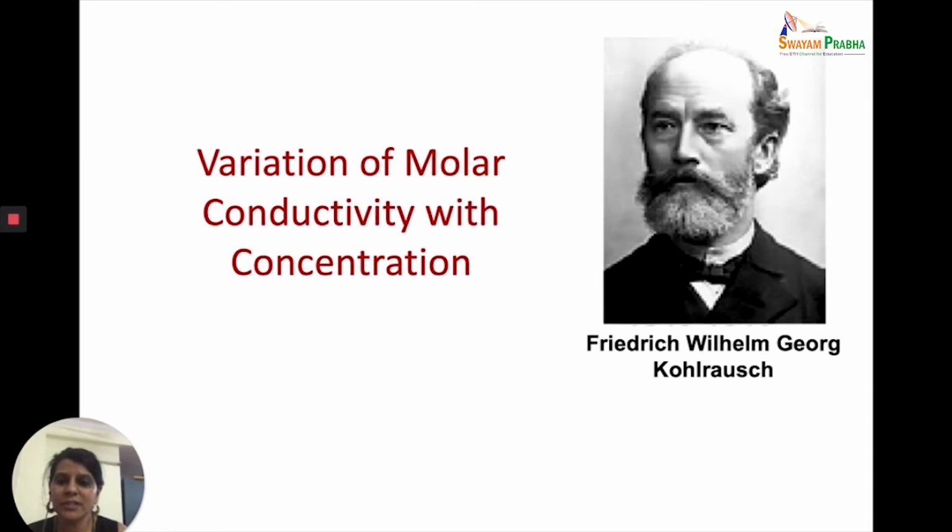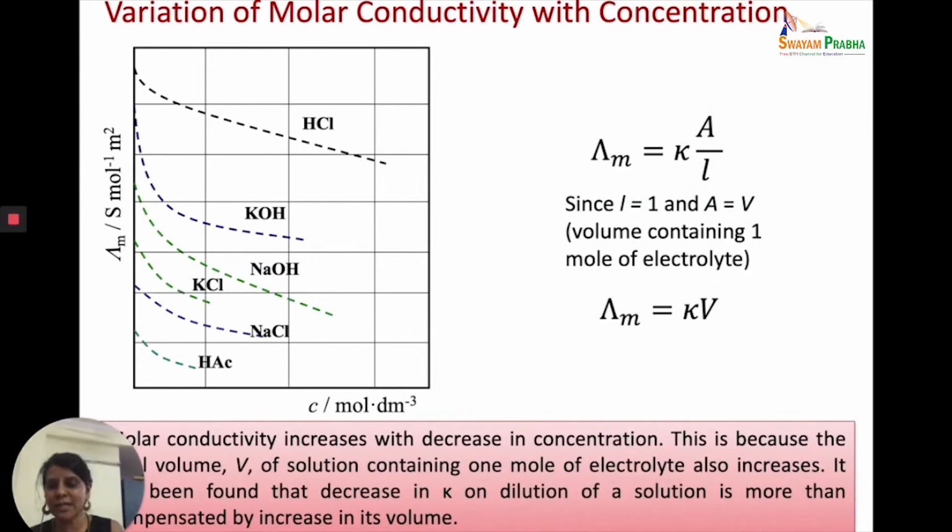Now let's study the variation of molar conductivity with concentration. Majority of the work on conductivity or conductance of electrolytic solutions was done by Kohlrausch. His real name was Friedrich Wilhelm Georg Kohlrausch, and he was a German physicist who worked on the conductance of electrolytic solutions. So our initial understanding of the conductance of electrolytic solutions is based on what he worked on. Let's take a look at it.